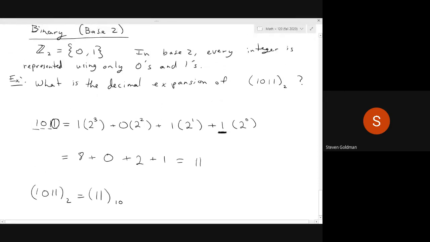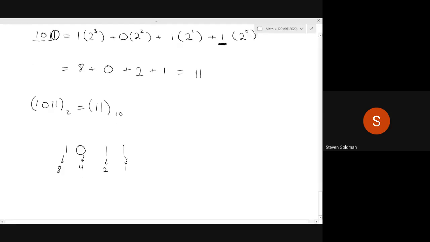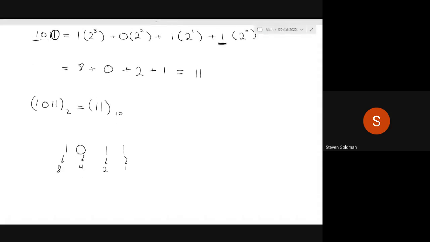So in other words, if I look at the number 1011 in binary, it's telling me I've got 1 times 2 to the power of 0, and 2 to the power of 0 is 1, so I've got 1 one, 1 two, 0 fours, and 1 eight. And then you just add up the ones that you have. So it's 8 plus 2 plus 1, which gives me 11. Any questions on that?